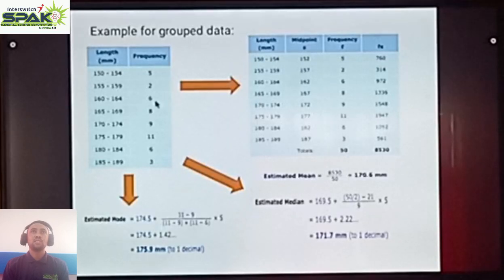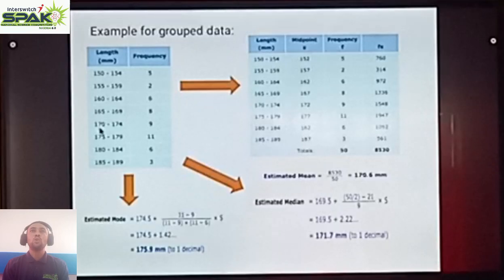7 plus 6 is 13, not up to 25. 13 plus 8 is 21, not up to 25. 21 plus 9 is 30, fine. So we can have our 25 present here. So this is our class.